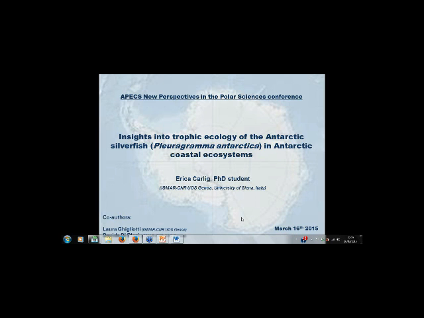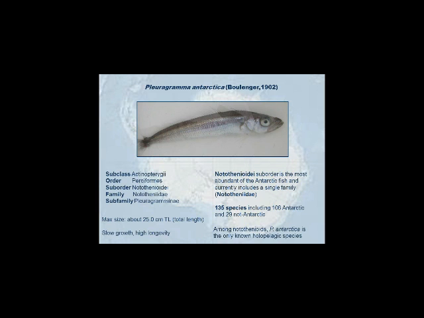My study is insight into trophic ecology of Antarctic silverfish, Pleuragramma antarctica, in Antarctic coastal ecosystems. Pleuragramma antarctica belongs to the suborder Notothenioidei, which is the most abundant of Antarctic fish, and currently includes a single family, Nototheniidae, according to the last Scientific Committee on Antarctic Research, comprising 135 species, including 106 Antarctic and 29 non-Antarctic.